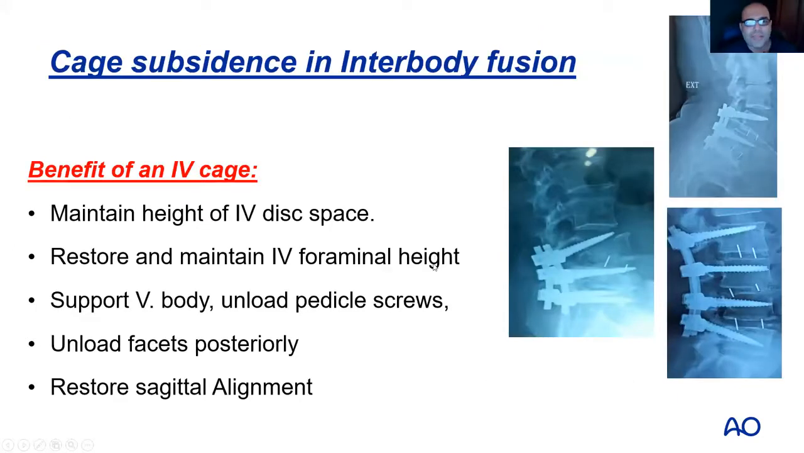Let us focus on cage subsidence as the theme and title for this presentation. Why do we apply a cage? We apply a cage in order to maintain the intervertebral disc space. We indirectly restore and maintain the intervertebral foraminal height and decompress the nerve root inside the foramen. We support the vertebral body, unload the pedicle screws and the posterior facets, and we need to restore the sagittal alignment. If we start to study these 3 cases, we can find that we have some drawbacks, where we didn't achieve the goal of our surgery.